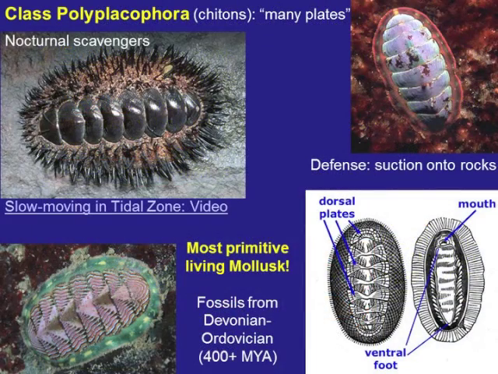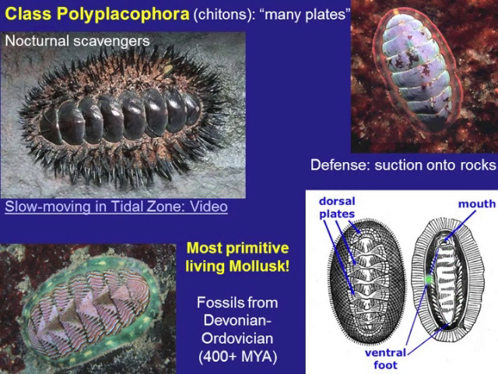Let's look at the class Polyplacophora, which are the chitons, which means many plates. In the top left picture, we can see that this one is black. That would denote that they're going to come out in a dark environment. So that's why this one is a nocturnal scavenger, feeding on algae. There's a video there that they move in the intertidal zone, and they're very slow moving. Their foot is incredibly strong to adhere to rocks within the intertidal zone, experiencing many forces, more than several newtons, pushing and pulling on their shell.